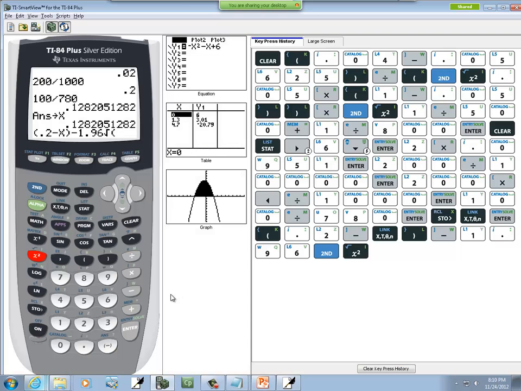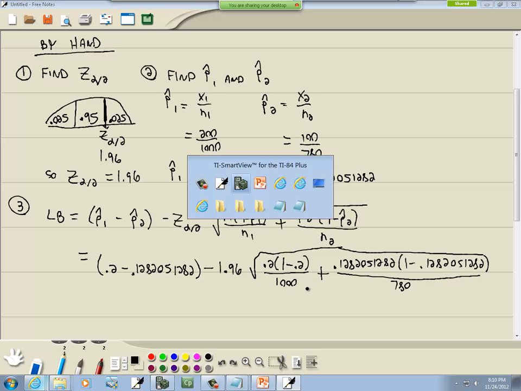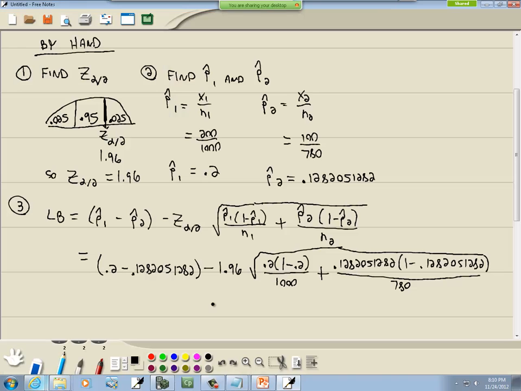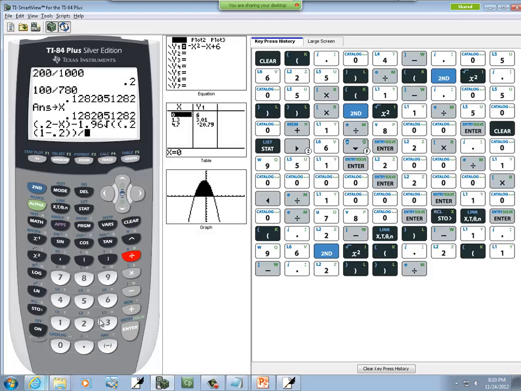This is kind of tricky to type in. This would actually work if we just type it in without putting parentheses on the top, but that kind of goes against what I've told you earlier. So let me put parentheses on the top of the fraction. Beginning parentheses on the top of this fraction here, 0.2, then beginning parentheses 1 minus 0.2, closing parentheses on that, closing parentheses on the top part, divided by 1,000.